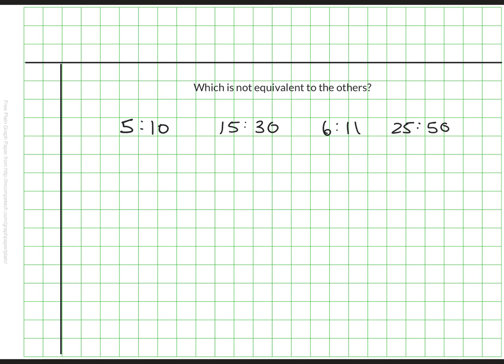Take a look at these 4 ratios that I have. 3 of them are equivalent and 1 is not. So take a moment and decide which of these does not belong. Which one is not equivalent to the other? The one that doesn't belong is, of course, this one, right? All the other ratios are ones that I could get by scaling up or down from the others.